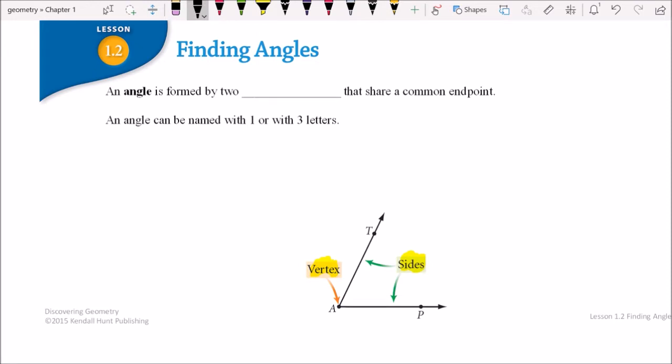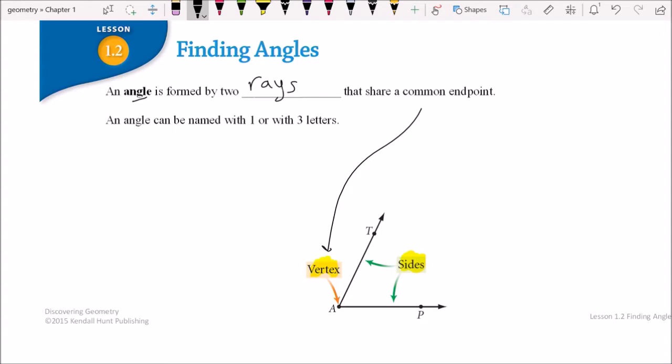So an angle, notice that's bold, that's a vocab term. It's formed by two of something that share a common endpoint. Okay, now that's the common endpoint. It happens at the vertex. In here, it's case A. So what are these things going off? They start at one point. They go forever, so in this case, they want us to say two rays. Though, y'all, honestly, if you thought segments or lines, those make angles too, and so you're right.